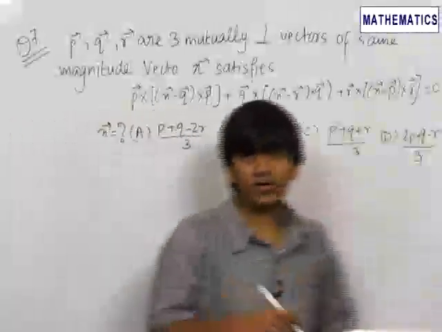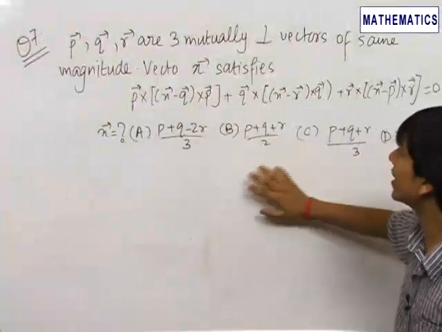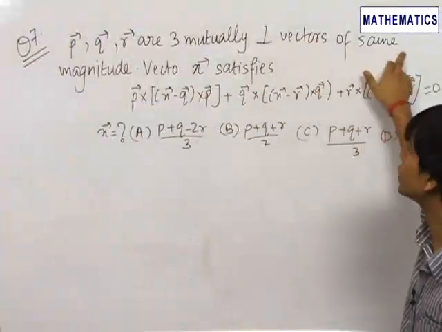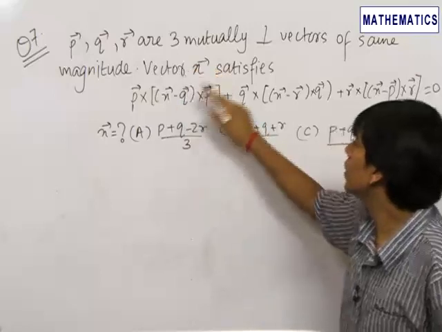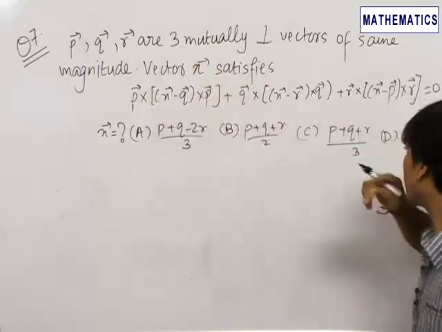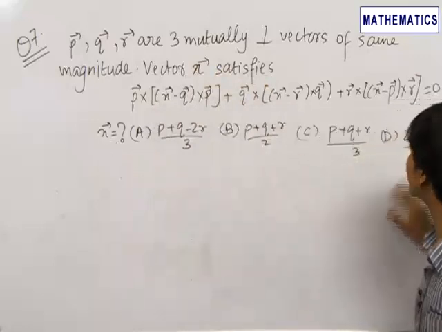The seventh question that we have is a very important question. We've been given P vector, Q vector and R vector, which are three mutually perpendicular vectors of same magnitude. We have been given a vector x which satisfies this equation, and we need to find out the value of x vector, and we have been given four options.